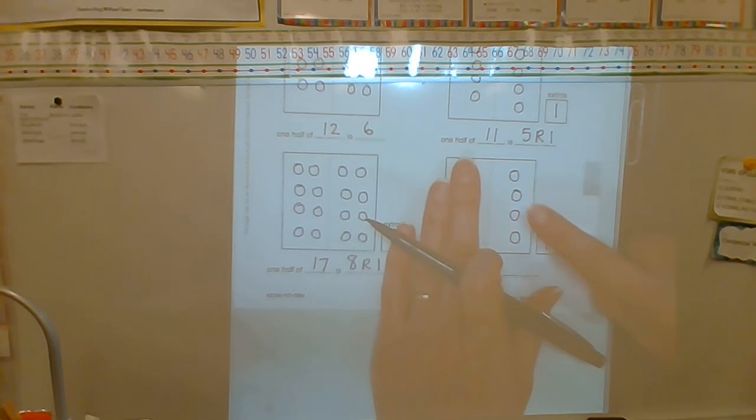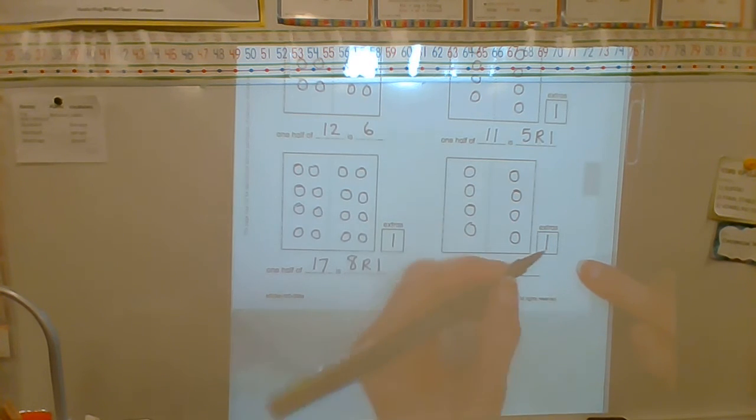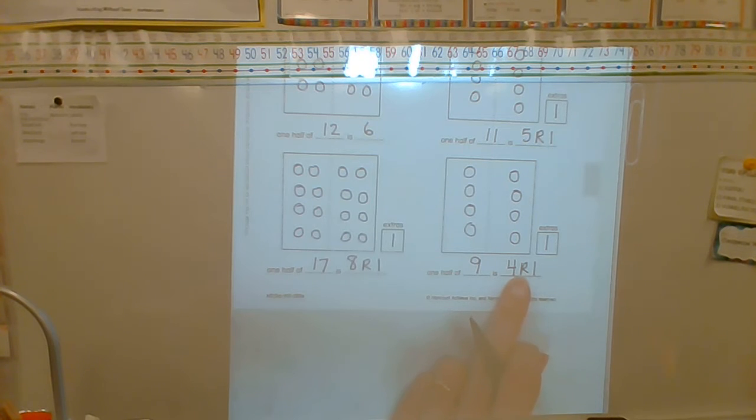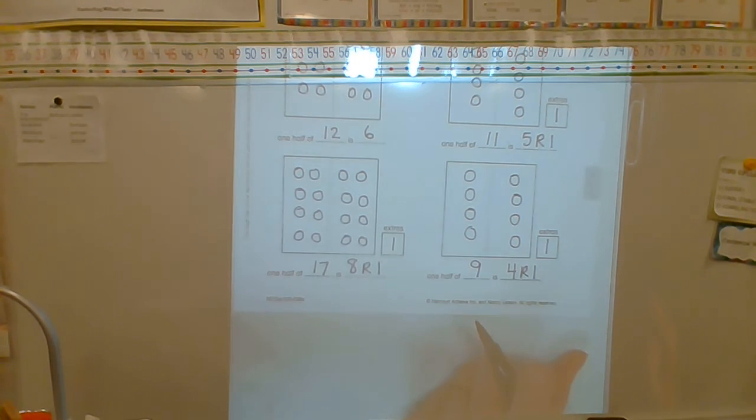What is half of 9? 4, remainder 1. Read it with me. 1/2 of 9 is 4, remainder 1. Remember, remainder is extra or left over. And we'll only see that when we have odd numbers. Evens can always be divided evenly.